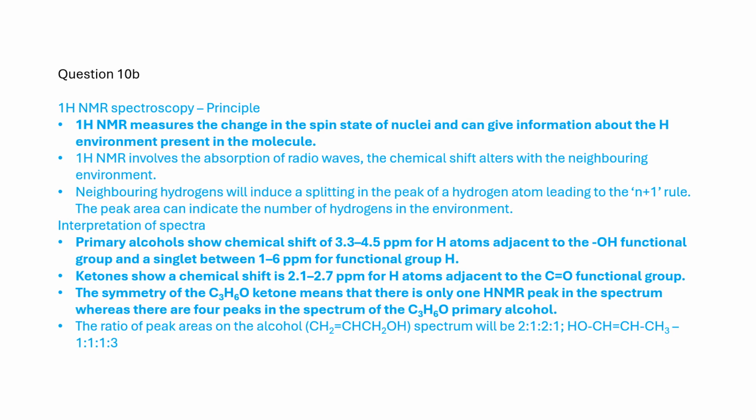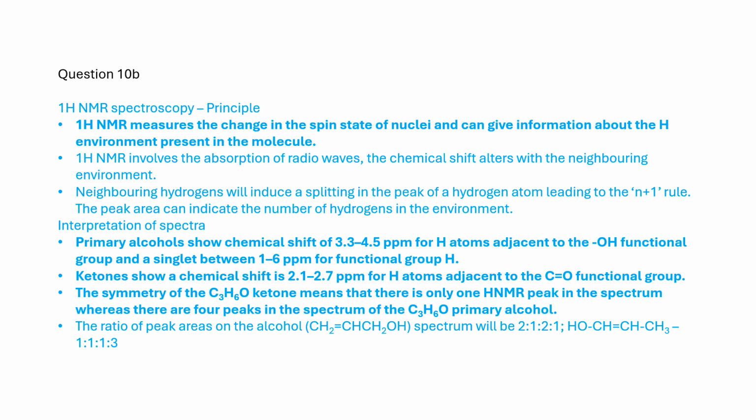1H NMR spectroscopy, principle: 1H NMR measures the change in the spin state of nuclei and can give information about the H environment present in the molecule. Interpretation of spectra: primary alcohols show a chemical shift of 3.3 to 4.5 parts per million for H atoms adjacent to the O functional group and a singlet between 1 to 6 parts per million for functional group H.